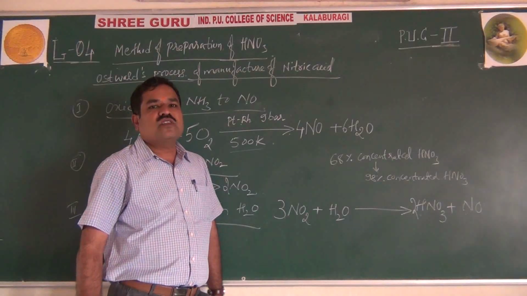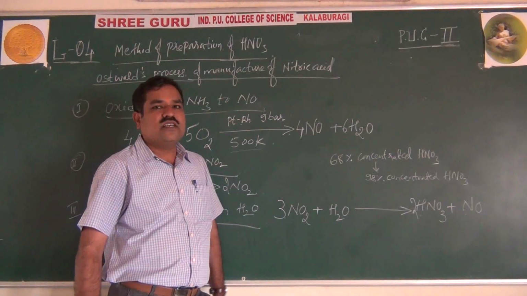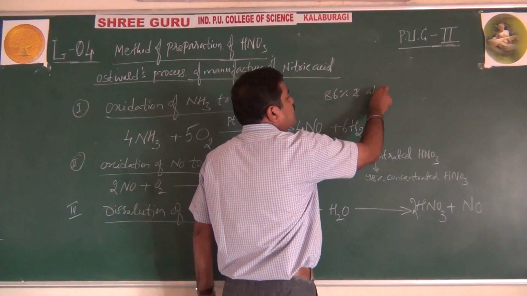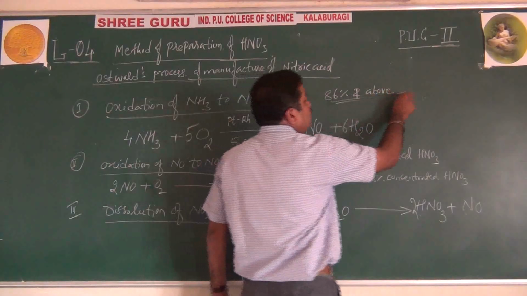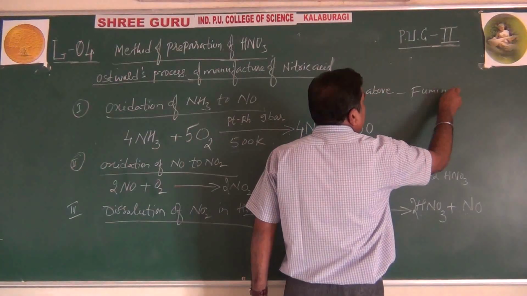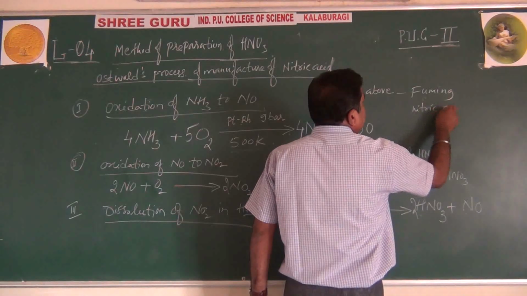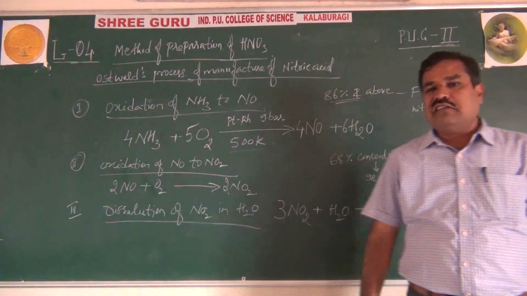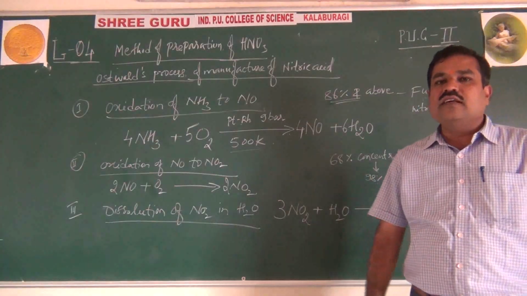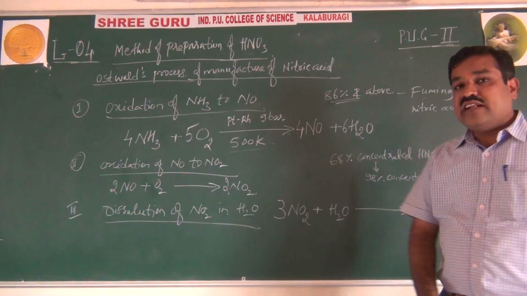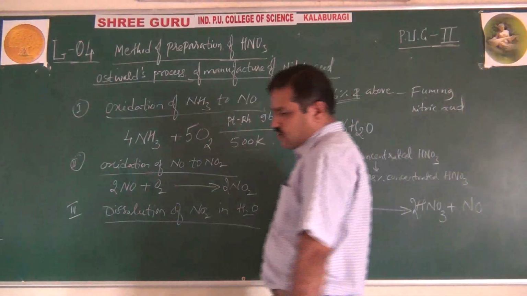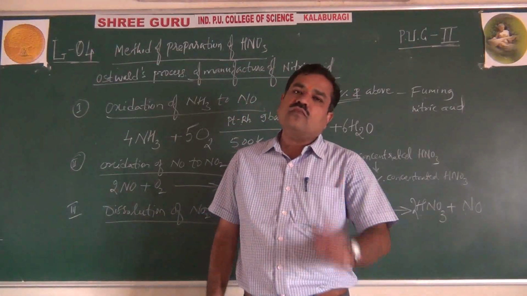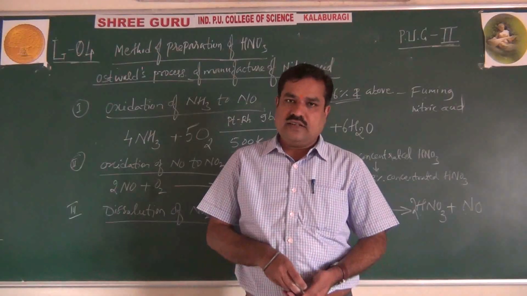And remember, if the concentration of nitric acid after this fractional distillation is 86% and above, it is called fuming nitric acid. What is fuming nitric acid? 86% and above concentrated nitric acid is called fuming nitric acid, which is highly reactive. You can also call 98% concentrated nitric acid fuming nitric acid. Okay, so that's about nitric acid.